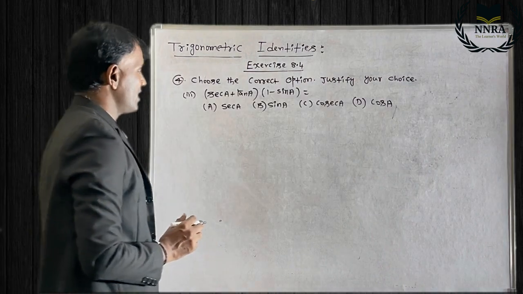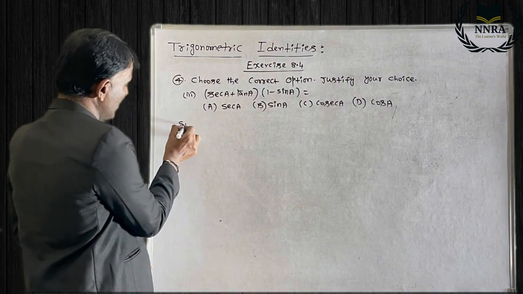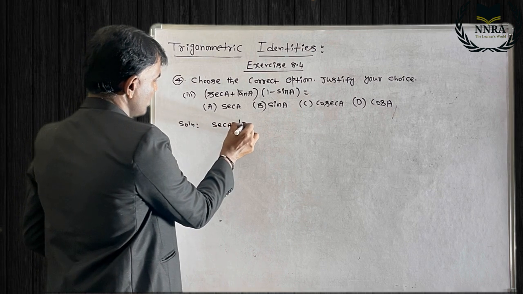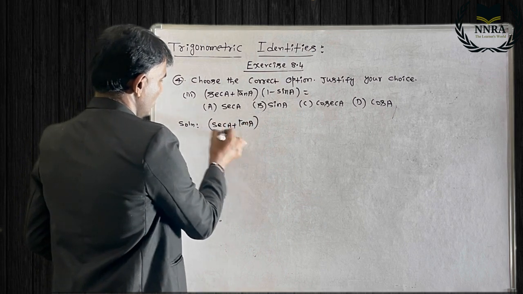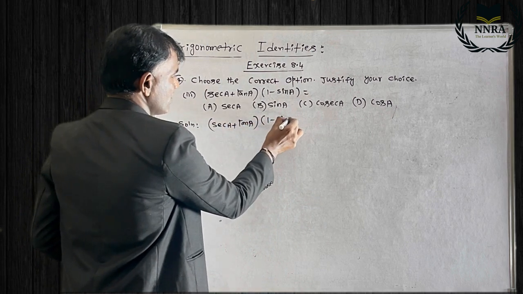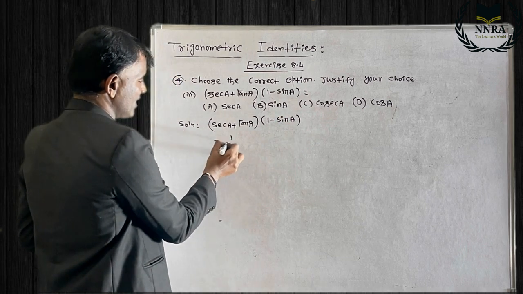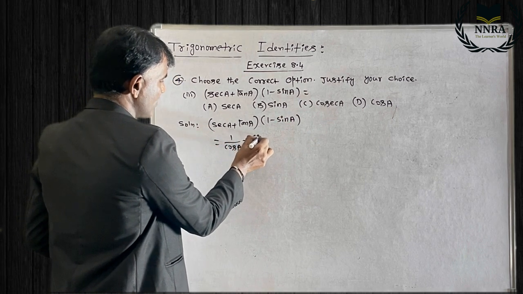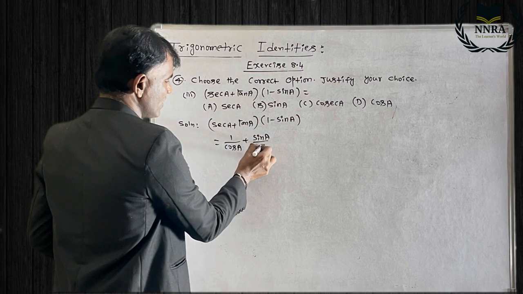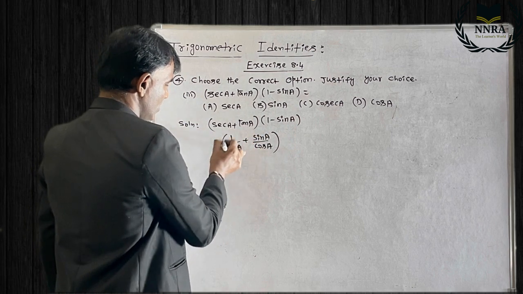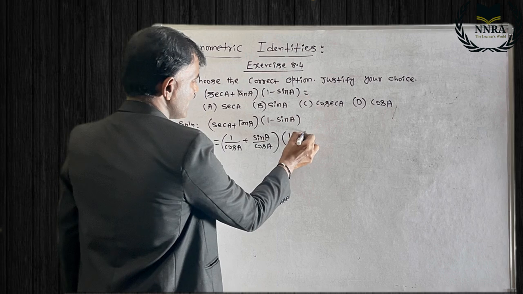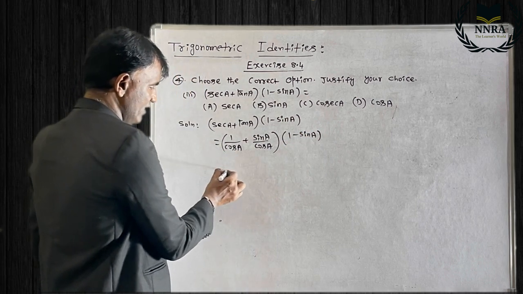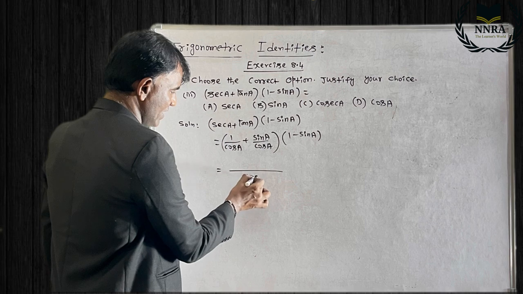Now this is the third question. What's the value here? Secant A plus tan A into 1 minus sin A. And secant can be written as 1 by cos, right? Tan can be written as sin by cos. That is sin A divided by cos A into, what is that? 1 minus sin A. And just take LCM for the first term, that is cos A. So write here cos A.